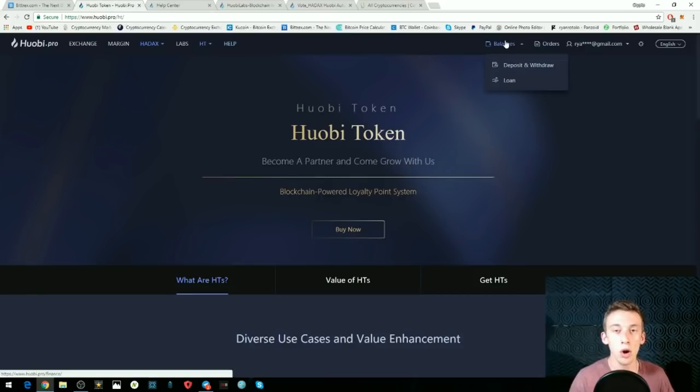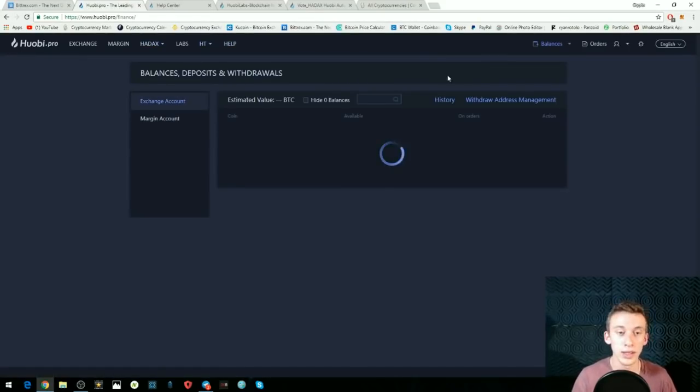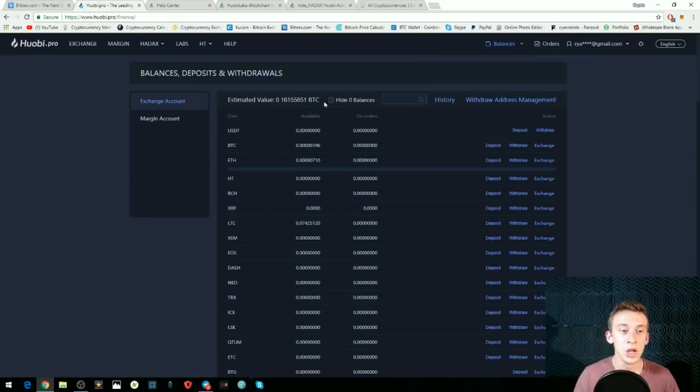Balance tab. This is where all your currencies are going to be stored. So right here you have the deposit and withdraw tab. Deposit withdraw tab, this is again where all your cryptocurrencies are going to be stored. This is also where you're going to fund your account. So if you need to fund your account to start purchasing other cryptocurrencies, this is the tab you're going to do it in.